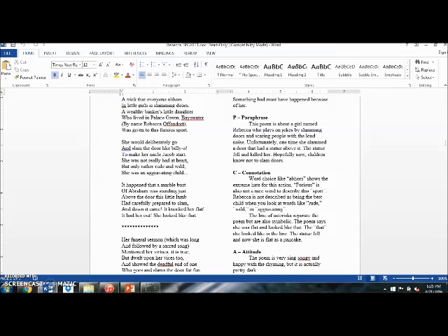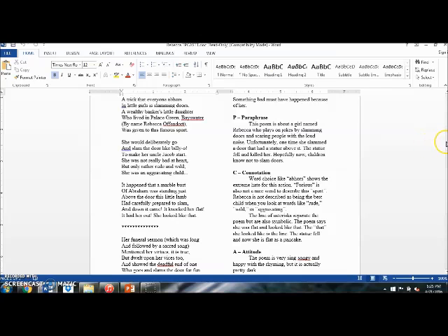Now, when we paraphrase this, we're just going to summarize it. This poem is about a girl named Rebecca who plays jokes by slamming doors and scaring people with a loud noise. Unfortunately, one time she slammed a door that had a statue above it, and the statue fell and killed her. Hopefully now, children know not to slam doors.